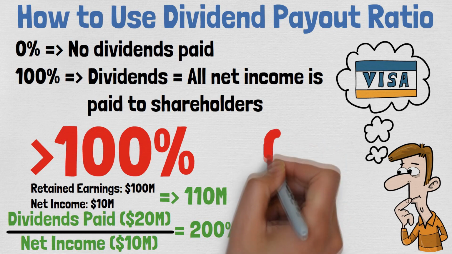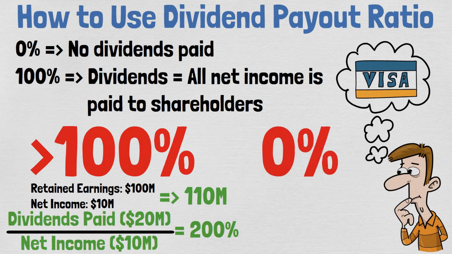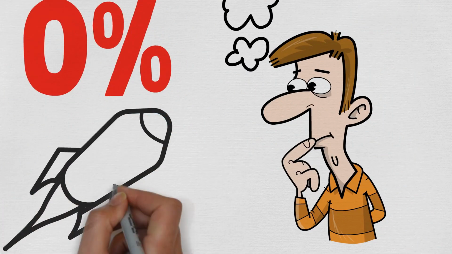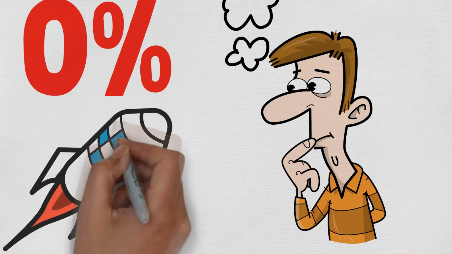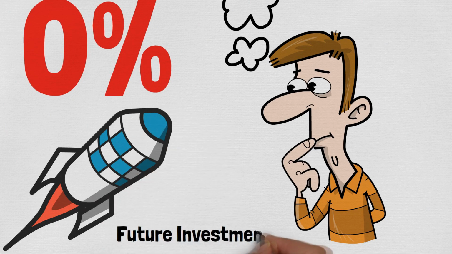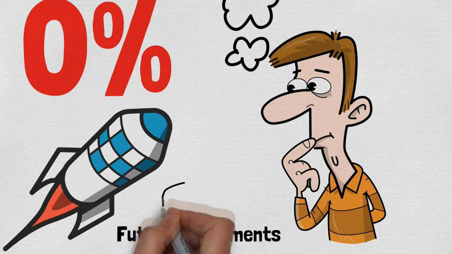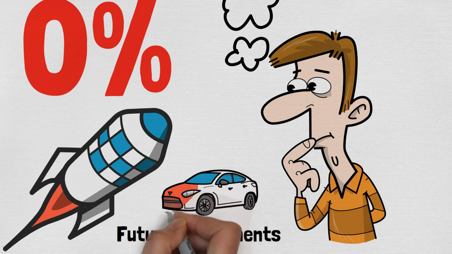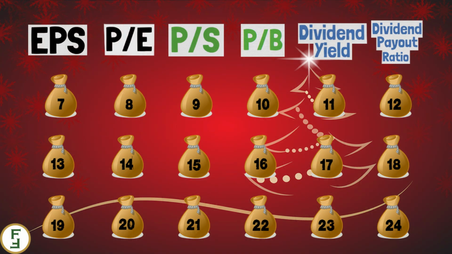It is also completely normal for a company to have a 0% payout ratio. This does not mean that you should avoid investing in the company, it could just mean that the company is currently in a growth stage and prefers to keep all the money in the company for future investments. This is why companies like Tesla don't pay any dividends, they want to keep all the earnings to finance the future growth. That's it for today's financial ratio.